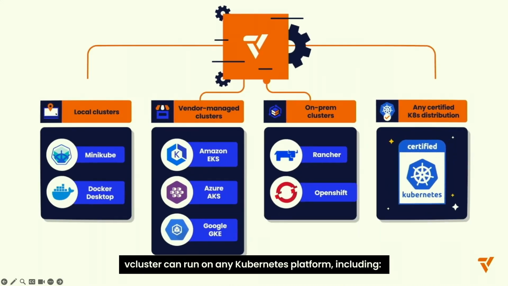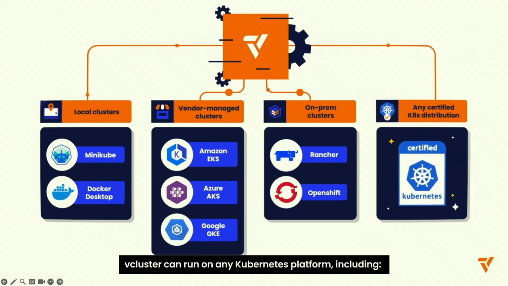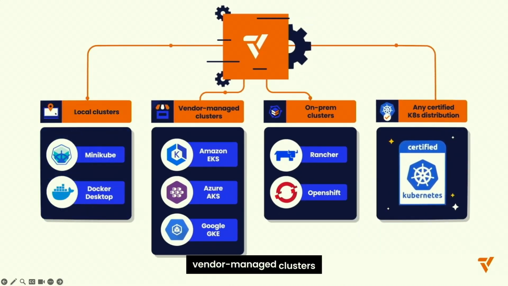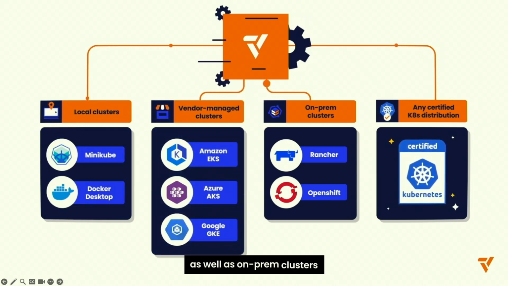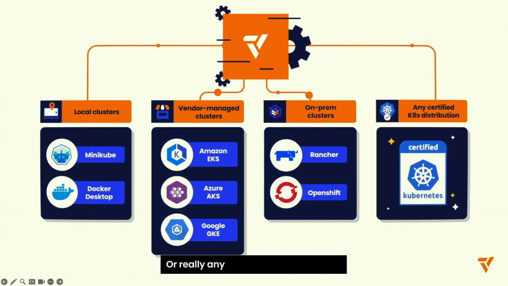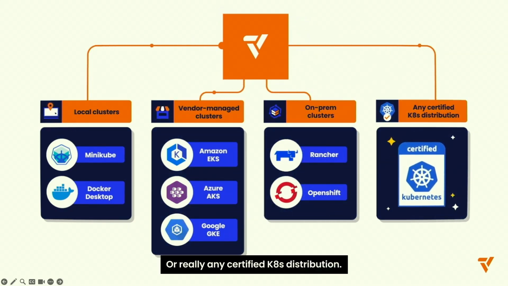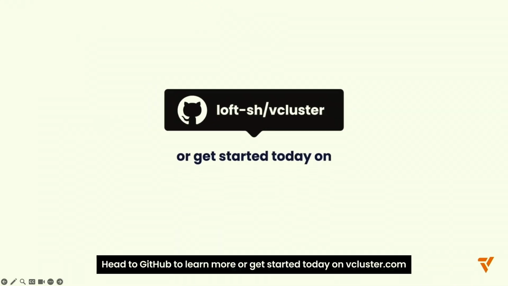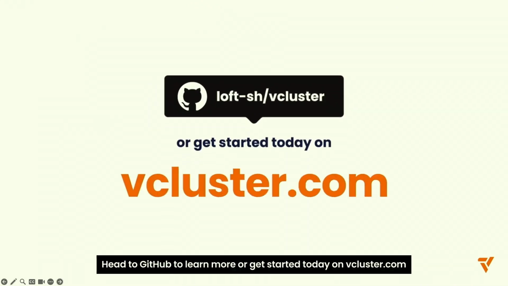vCluster can run on any Kubernetes platform, including local clusters, vendor-managed clusters, as well as on-prem clusters, or really any certified Kubernetes distribution. Head to GitHub to learn more, or get started today at vcluster.com.